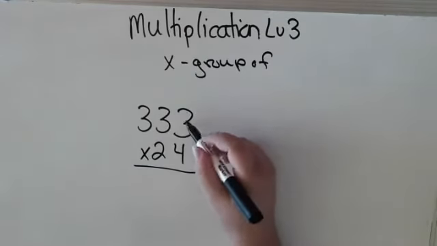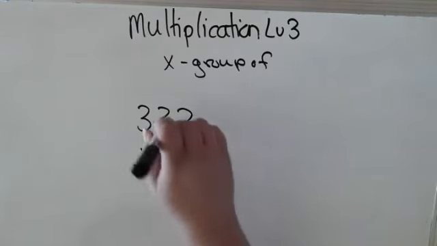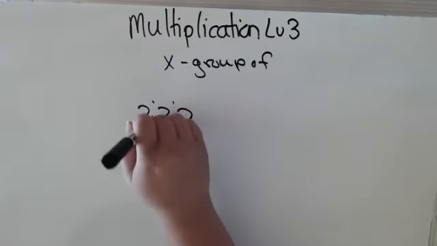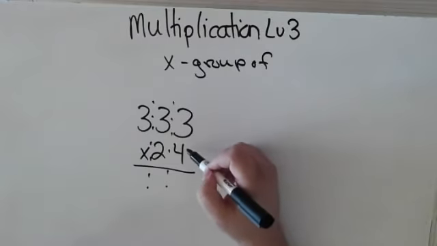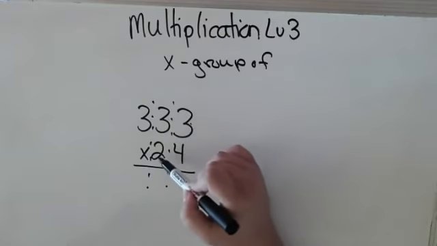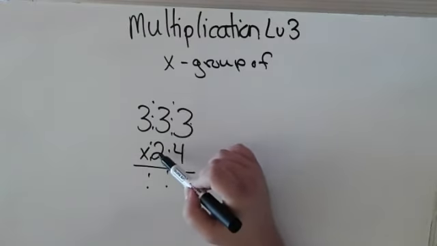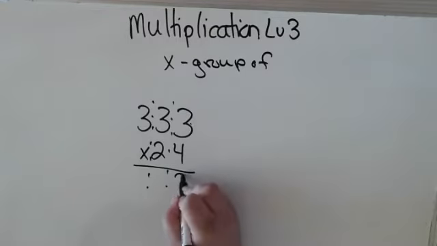So I'm going to start off just like I did in two-digit by one-digit multiplication. I'm going to start off with my ones column. Okay, so I'm going to start off with the 4. So this 4 has to multiply everything on top before I move to the 2 or the 20. Okay, so 4 times 3 is 12.